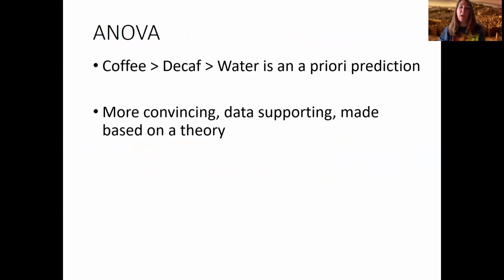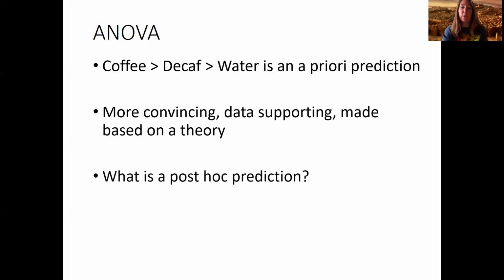Okay, so this is our a priori prediction, this hypothesis, right? Remember your a priori versus your post hoc explanations. So this is the most convincing. Most of you guys got this correct on the midterm whenever I asked you what the differences between an a priori and a post hoc hypothesis was, and that the a priori is the better one because it is based on actual data. So this is more convincing. This is what is in support of your theory.